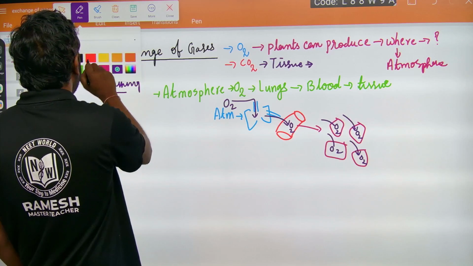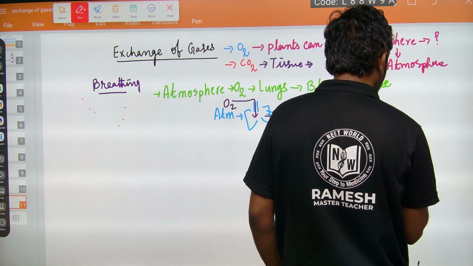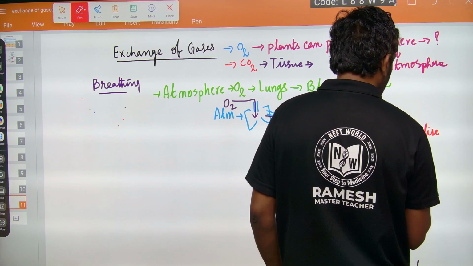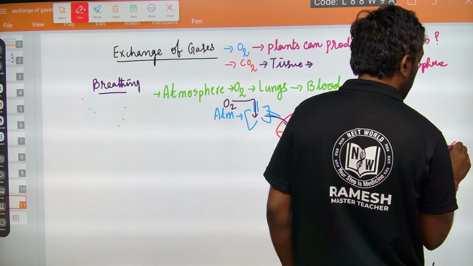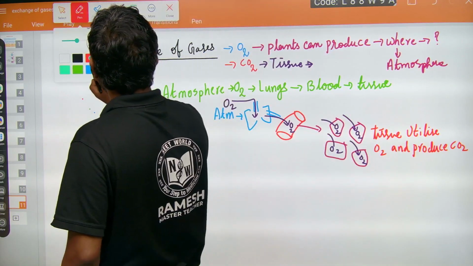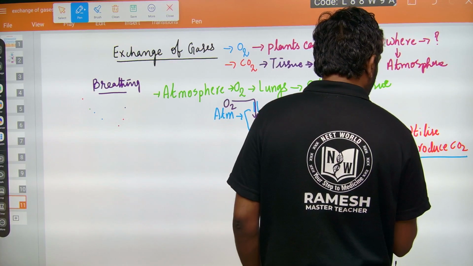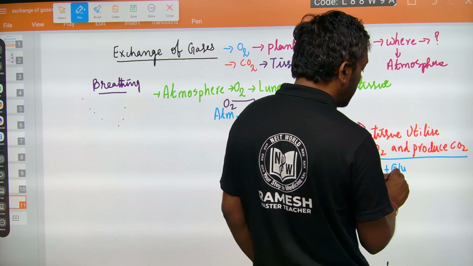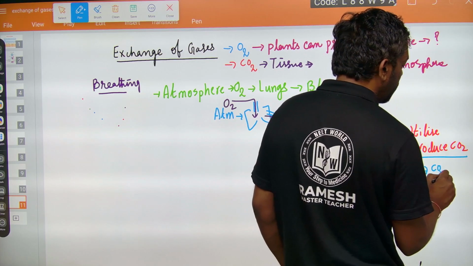And here, just look here, guys, the tissue utilizes oxygen and produces carbon dioxide, CO2, in the tissue. How? In the tissue, what happens? This oxygen breaks down the glucose, and glucose is nothing but C6H12O6. The carbon is produced as CO2 and releases energy.